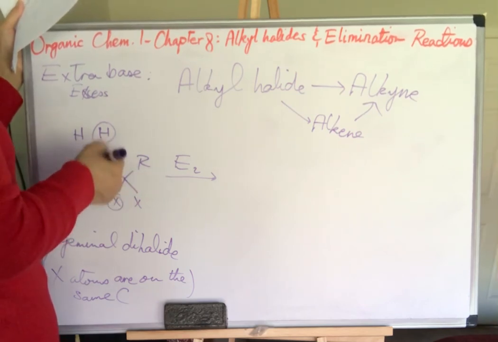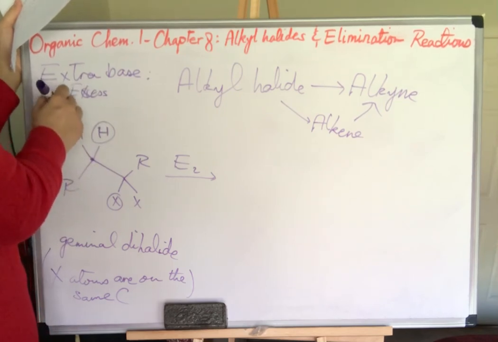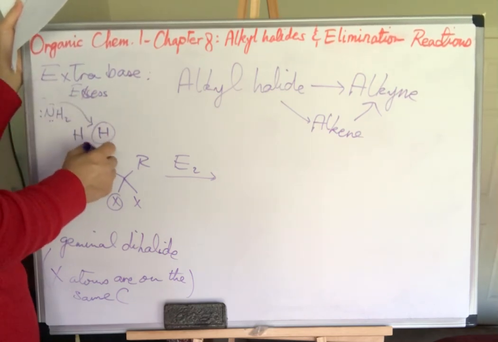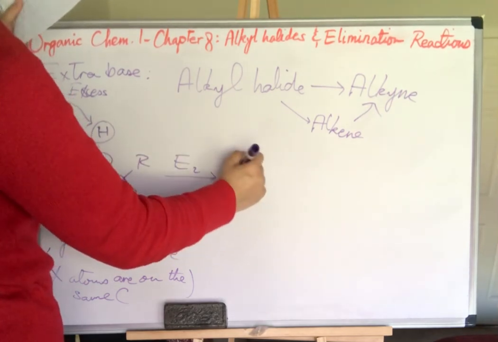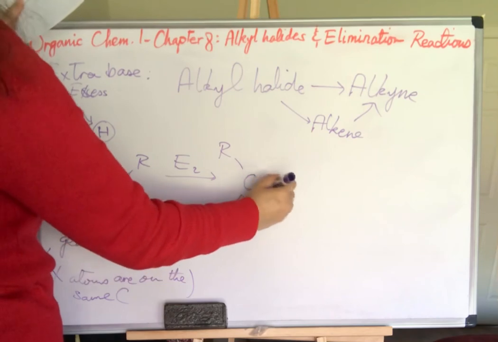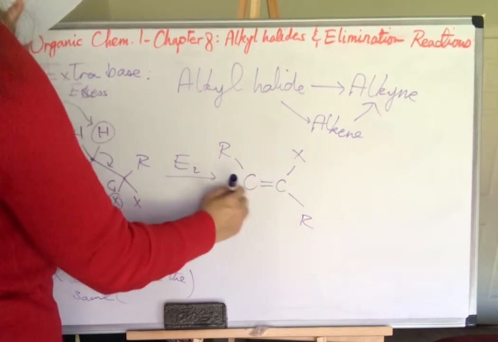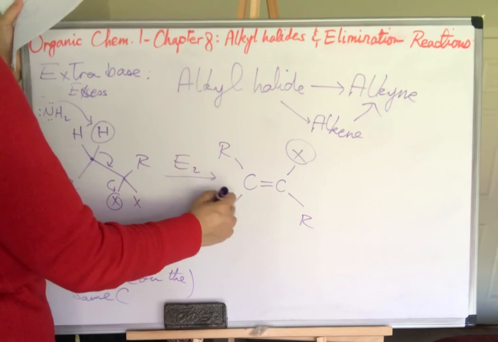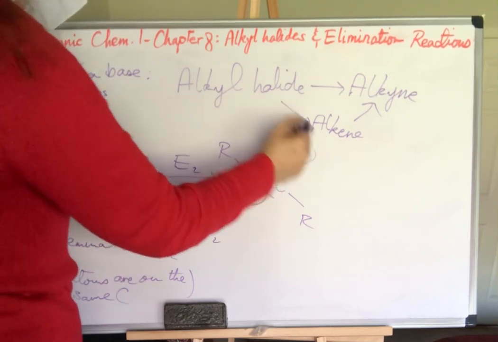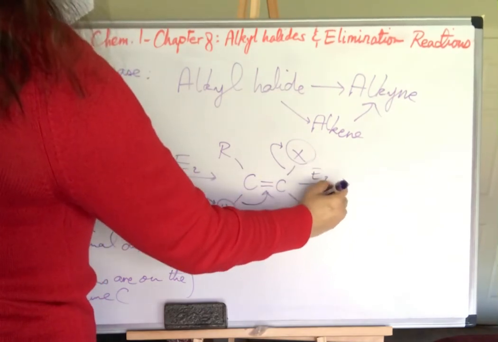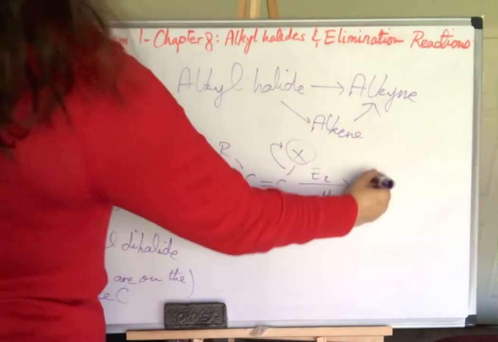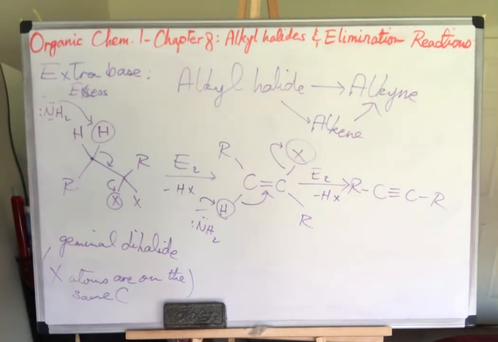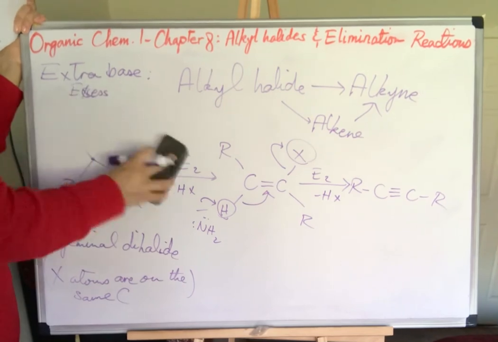So the base, whatever the base is here, is NH2, right? Same as before, I didn't show it. So we have the first formation of our alkene. Again, you have them in antiperiplanar position. The second, the excess base comes, grabs it, forms a triple bond, and kicks the second halogen out. E2, another HX will be removed. So if you have extra base, this is what's going to happen, excess or extra base.